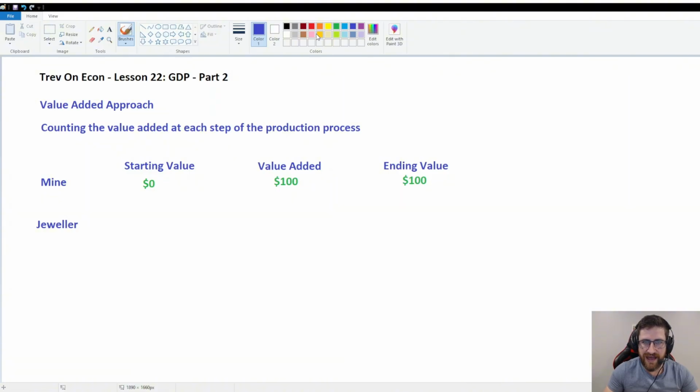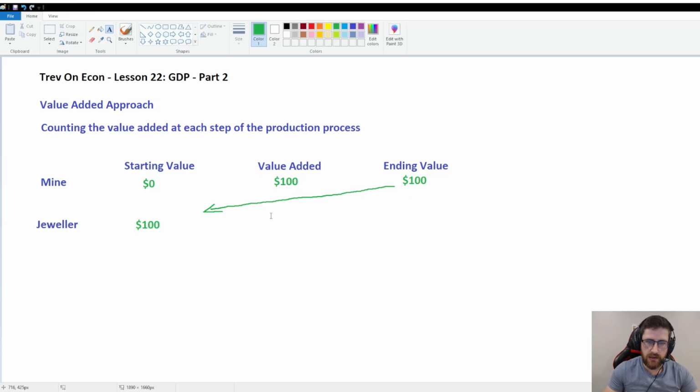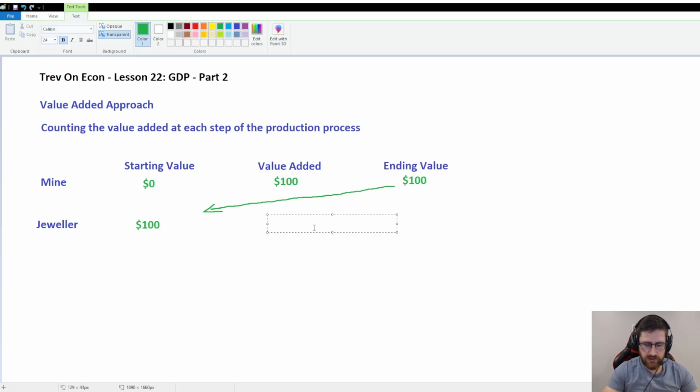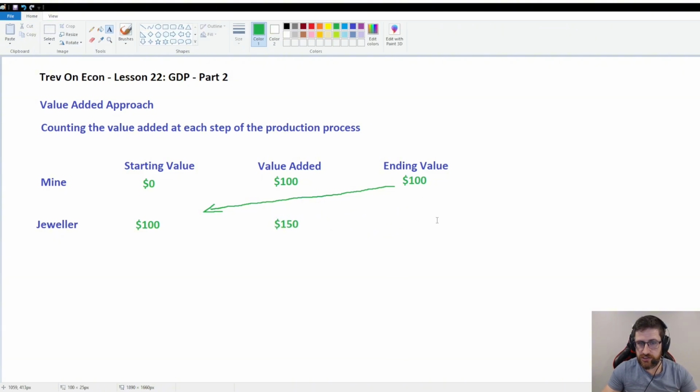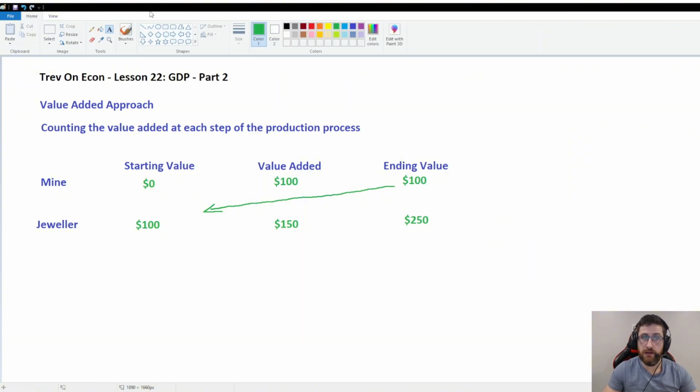And that $100 we just had is going to be their starting value. Okay? They're going to buy the diamond for $100, right? Because they have to pay for all the value added by the mine. They are going to add their own value. Let's say they're going to add $150 of value, and that is going to create an end value of $250, right? Well, where does that go?